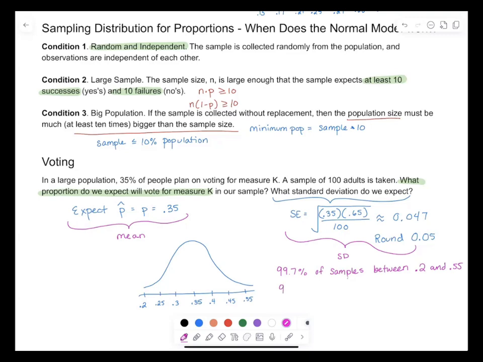I can also say that 95% of samples are going to be between 0.25 and 0.45. Oh, I think I made a mistake here. I think this should have been 0.50. So this should be 0.5. There we go. And we can do the same thing for 68%. So this lets us quantify what's a normal sample and what's sort of an abnormal sample.